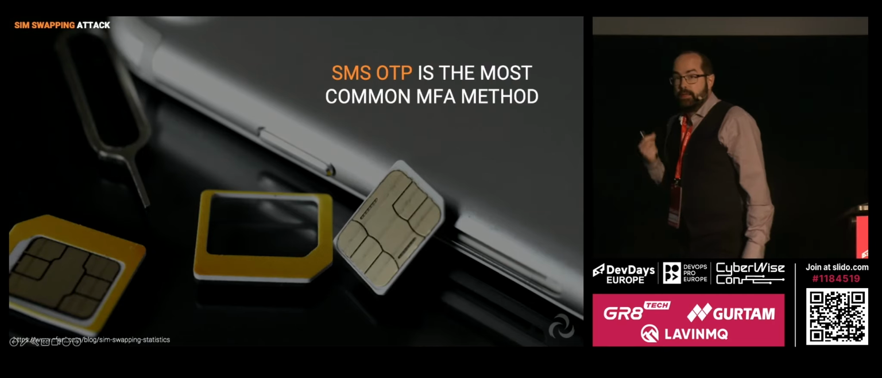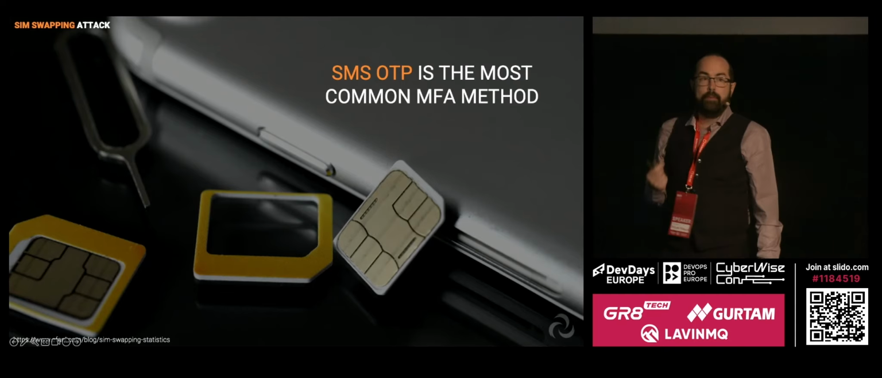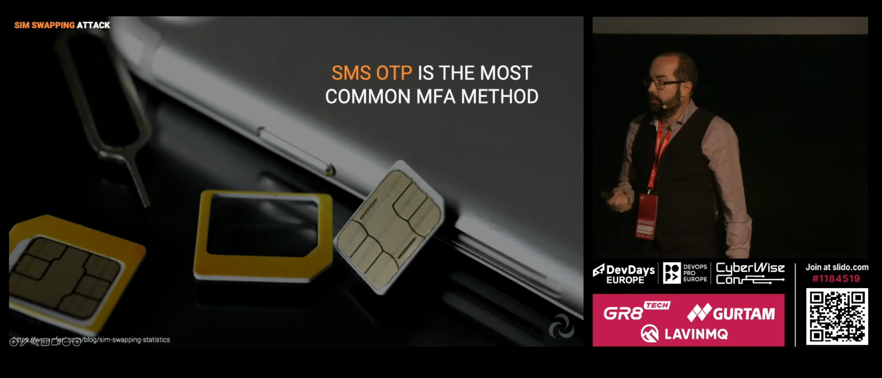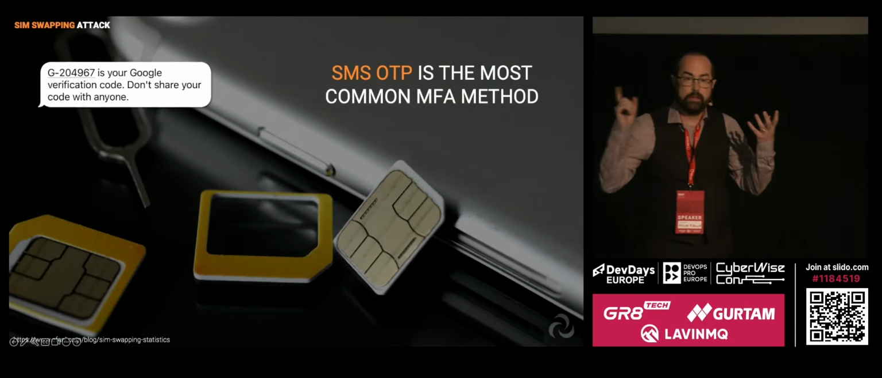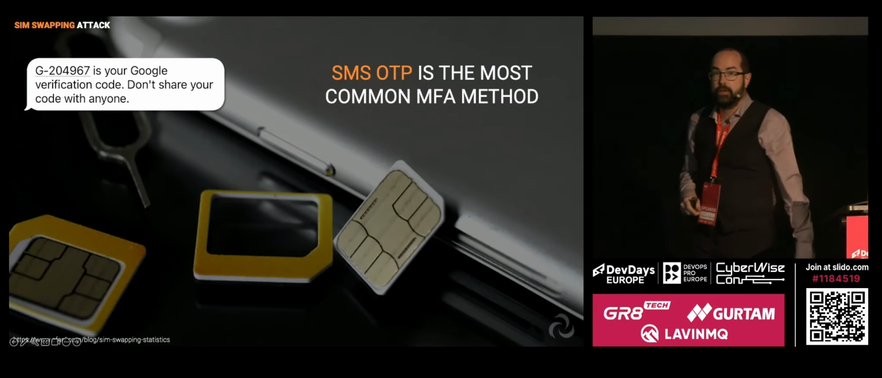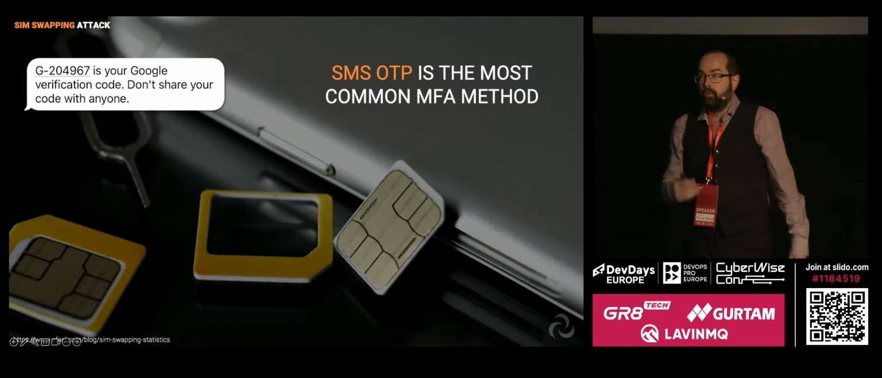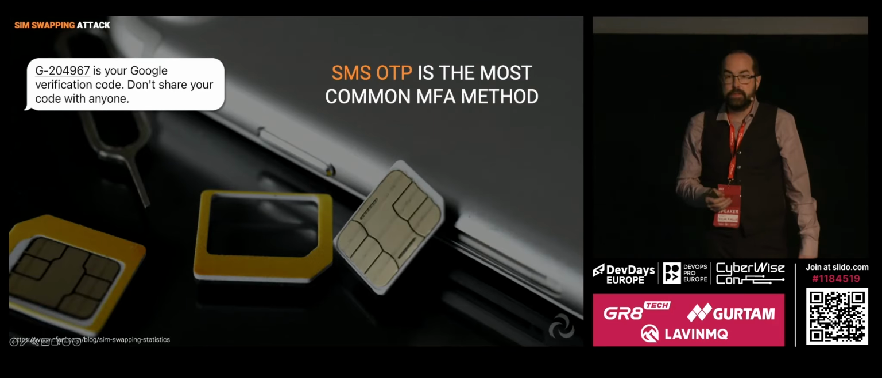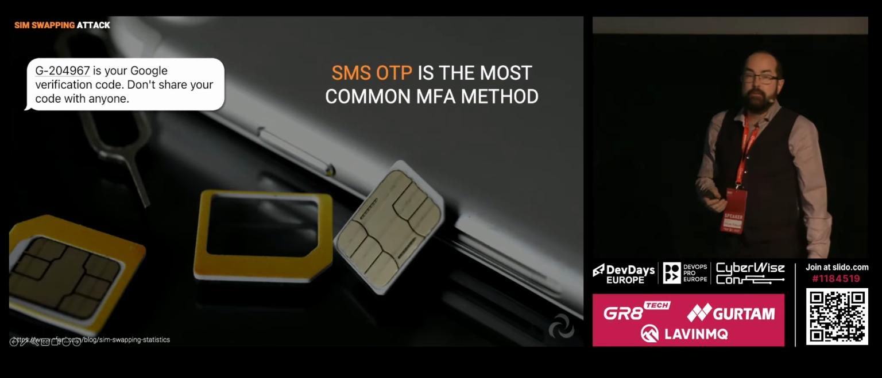SMS OTPs, one-time passwords, are the most common method used today for doing multi-factor. So you just get the code, it kind of looks like this. This is from Google. You get 6 digits. You have to paste them in somewhere where they ask for it, and you log in. We all use this. We've all seen this. It's nothing strange, but it's used everywhere.